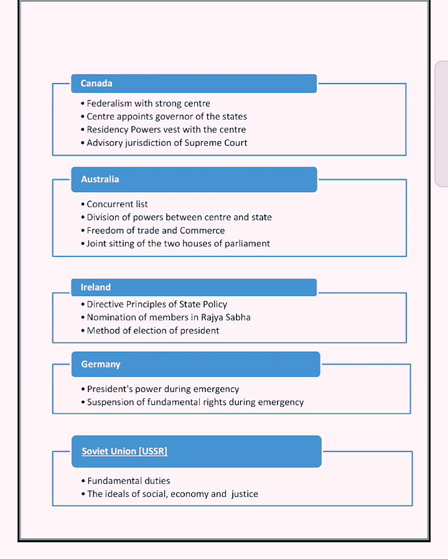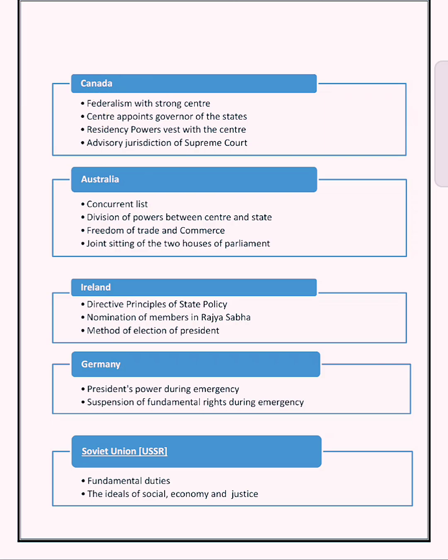The next source of the Indian constitution is the Canadian constitution, and from the Canadian constitution we have taken provisions like federalism with strong center, appointment of the governor of the states by the center, residuary powers vest with the center. Then we have advisory jurisdiction of the Supreme Court.